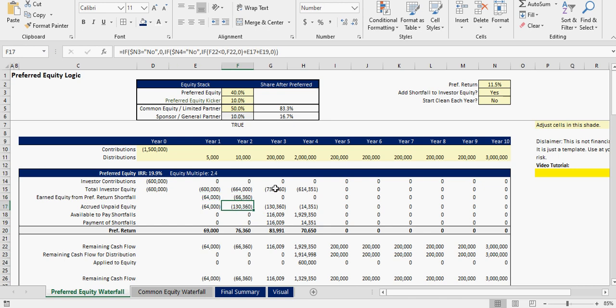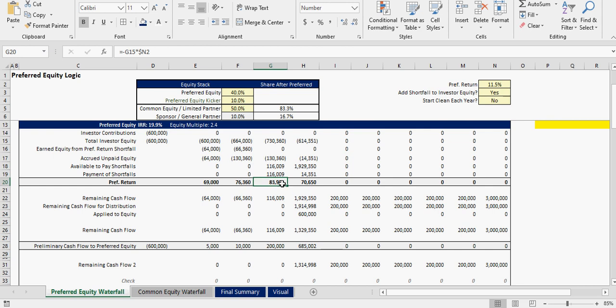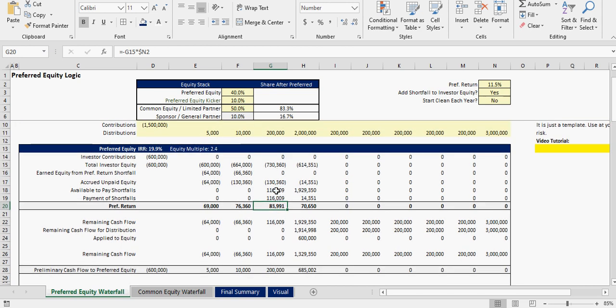So that's going to continue to add up on this total equity here. So now we're at 730 equity. A new preferred return is now calculated based on that. And any cash beyond the preferred return is applied to the shortfall, the cumulative shortfall. And you can see how we go here and we track it. So now we have applied some to the shortfall. We've covered the current preferred equity with this 200,000.